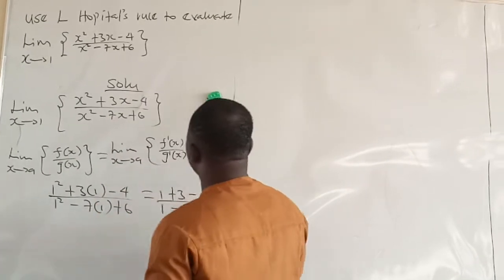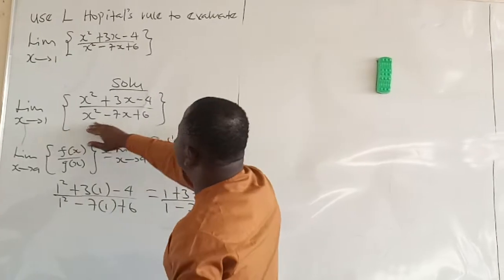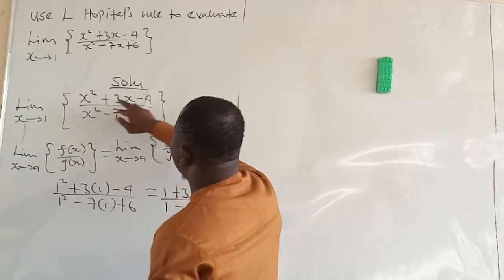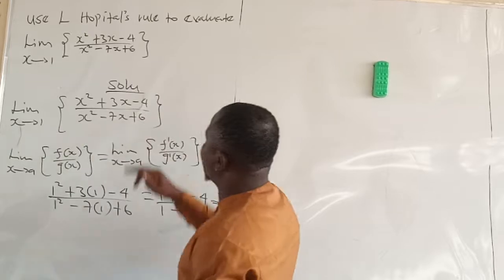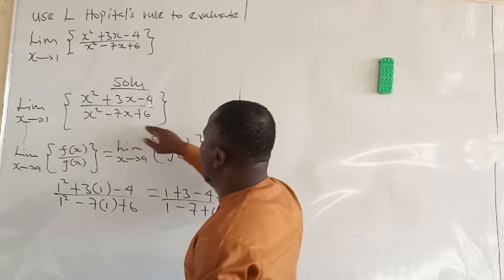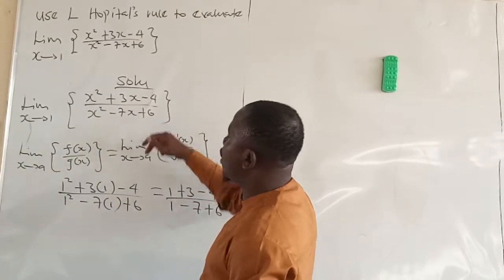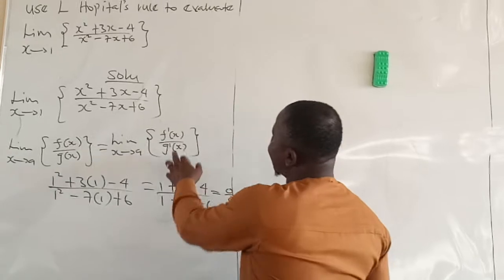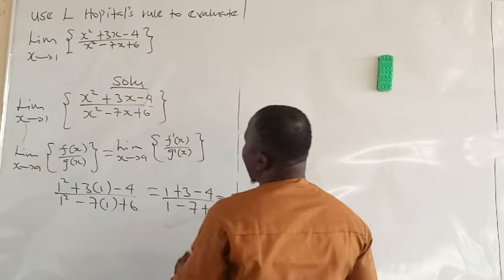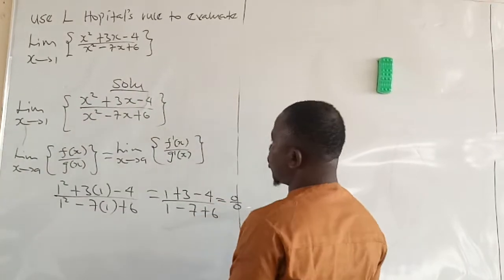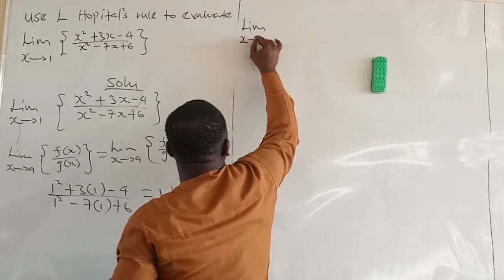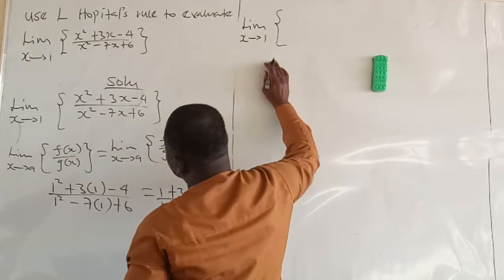Now, what we need to do, without anyone telling you, you know very well that your f of x is this numerator, x squared plus 3x minus 4, and your g of x is this denominator, x squared minus 7x plus 6. Is that clear? So it implies that we are going to differentiate this numerator. At the same time, we will differentiate the denominator. So now we will differentiate the denominator and the numerator.